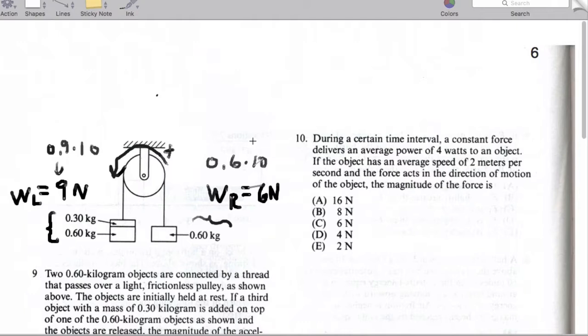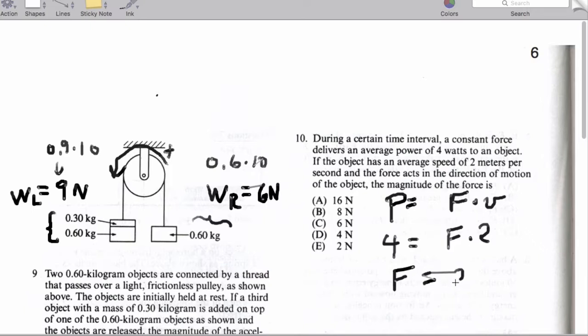Now let's take a look at number 10. Once again, there's two formulas for power. Whenever you have a force, I want you to remember that power is force times velocity. Okay, that's in the AP, and we use that here. I might give you this on the exam since we haven't used it too often, and that really makes this easy. So 4 equals F times 2, and so F is going to end up being just a simple 2 newton force.